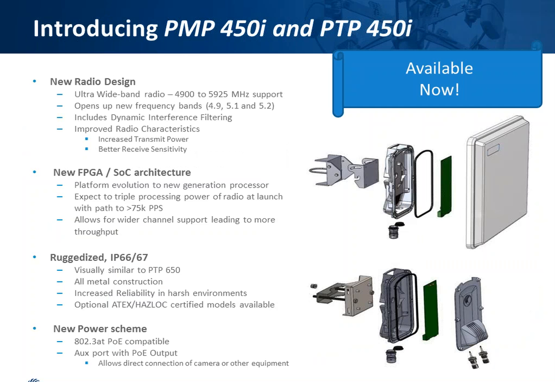The 450i was a platform expansion. It's not a replacement for any product, but it's an expansion and allows some new tools to be used. This covers the entire 5 gig band, whereas the existing 450 covers 5.4 and 5.8. This product covers all the way down to 4.9 and all the way up to 5.925 where that's available. It's a better radio in many ways. It's IP66 and 67 on both the access point and subscriber end.